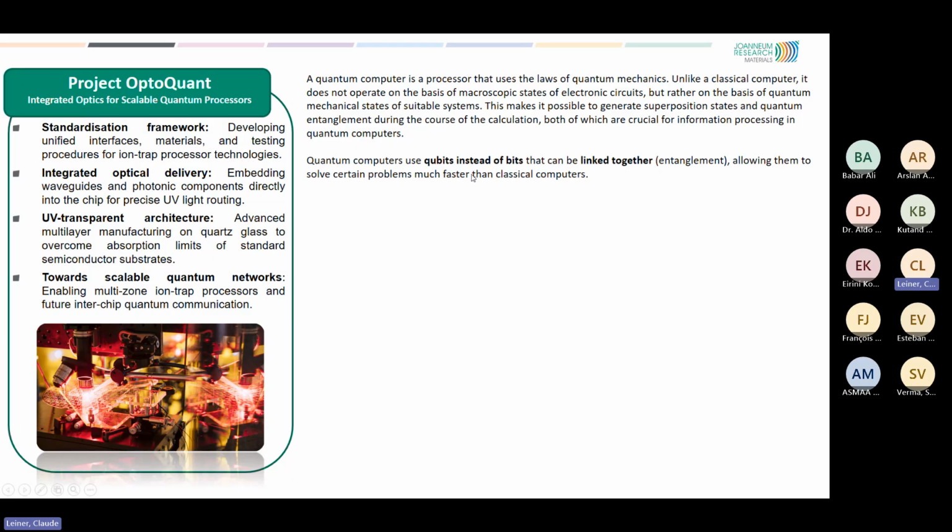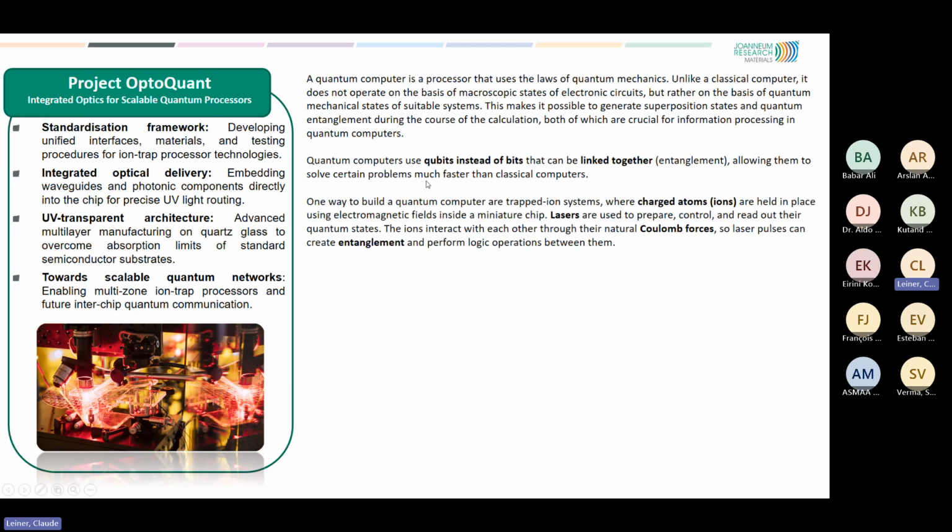You need an object with quantum mechanical properties that you can make into a qubit. One way is to use trapped ions. You trap these ions by using electromagnetic fields. So you use lasers which are focused on these ions to trap them, and you use additional lasers to manipulate them. And the project OptoQuant was together with Infineon here in Austria to make such an ion trap and manipulation.